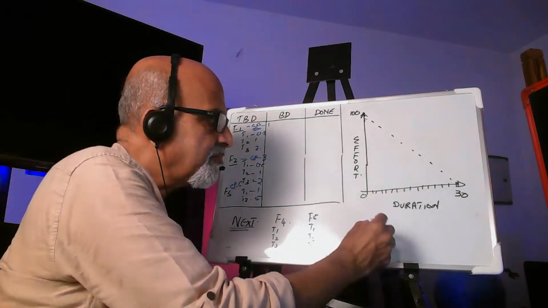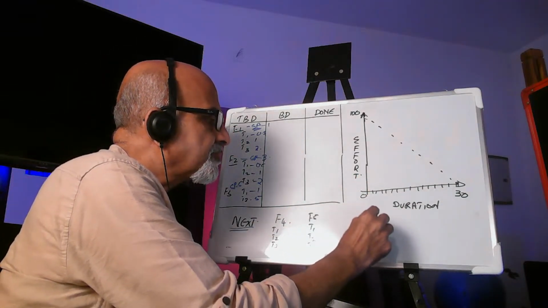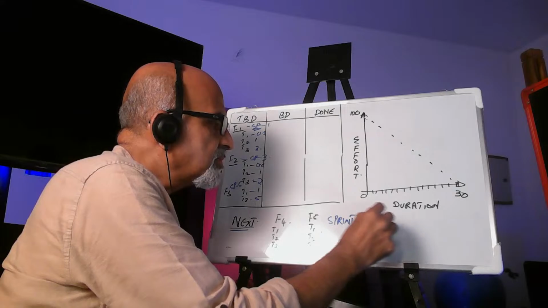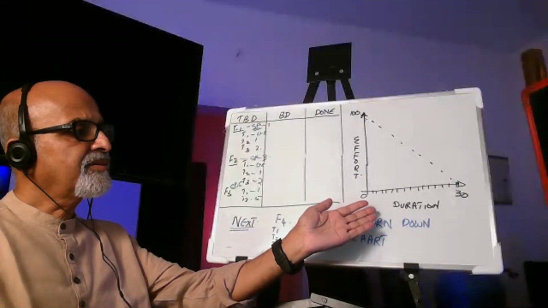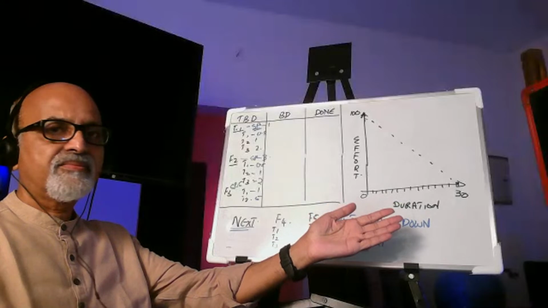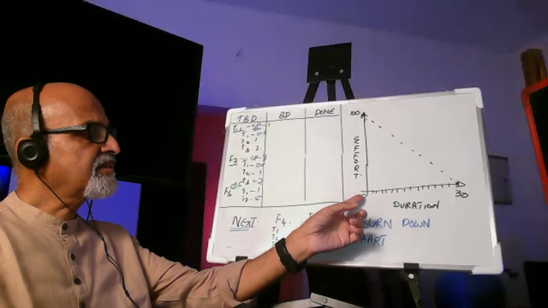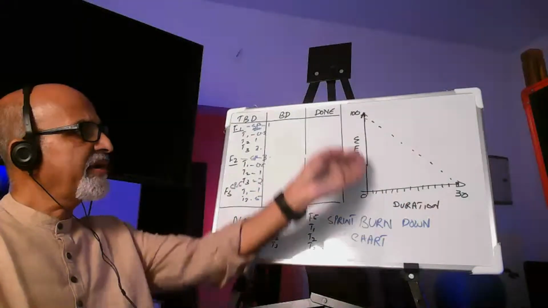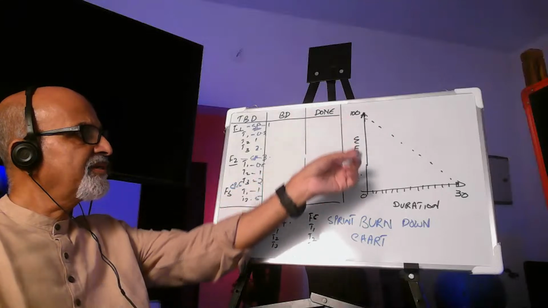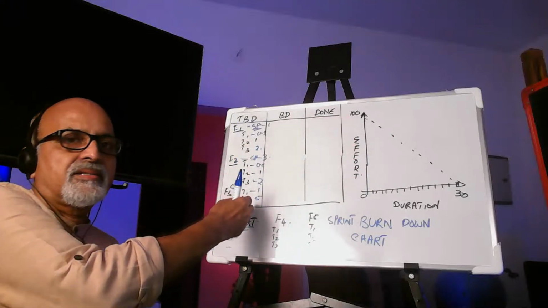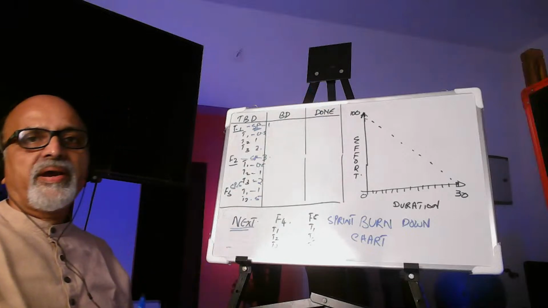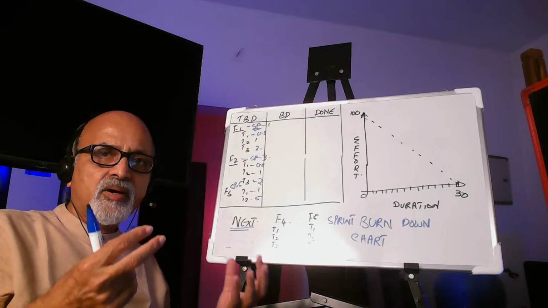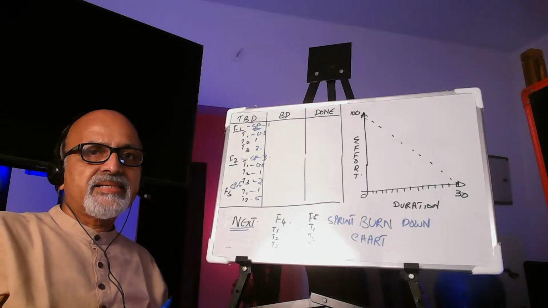And then we have the burn down chart. On the x-axis of the sprint burn down chart, we have the duration of the sprint. If it is a 30-day sprint, it is 0 to 30. If it is a 15-day sprint, it will be 0 to 15. And on the y-axis, we have the cumulative effort of all the tasks here. So this is the output of the sprint planning meeting.